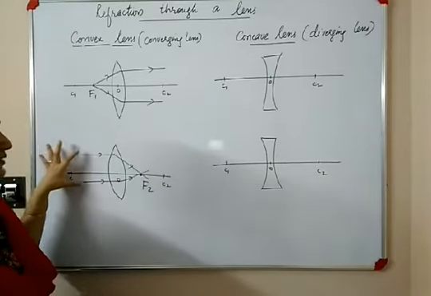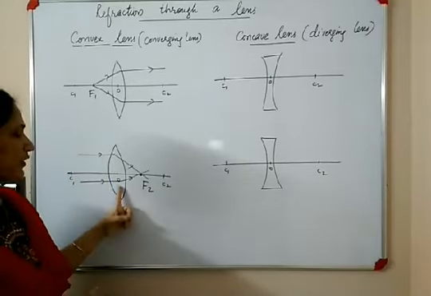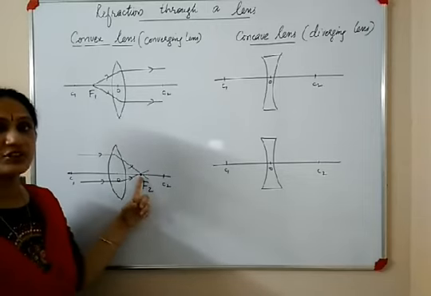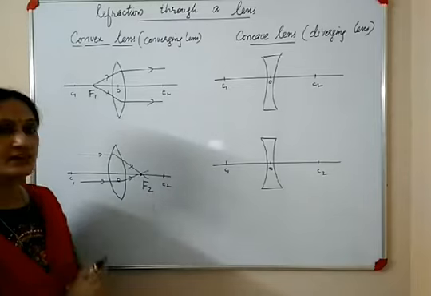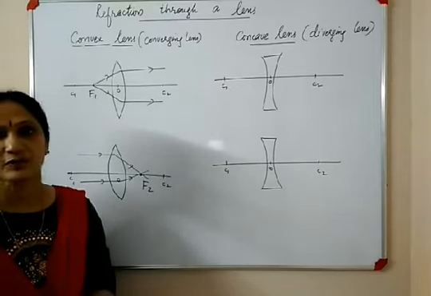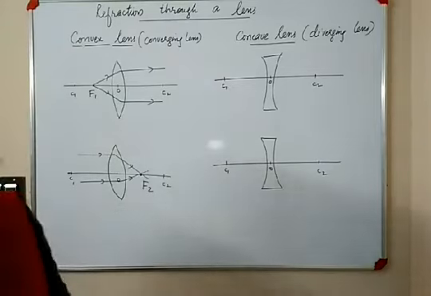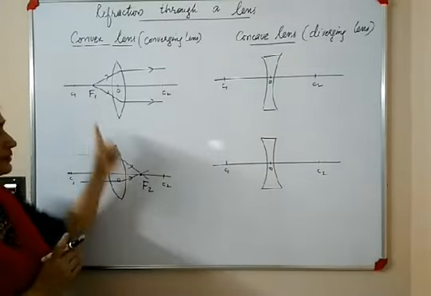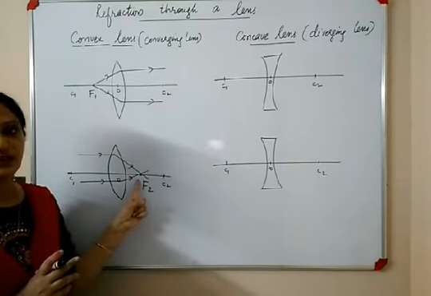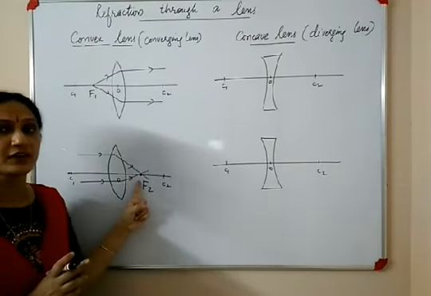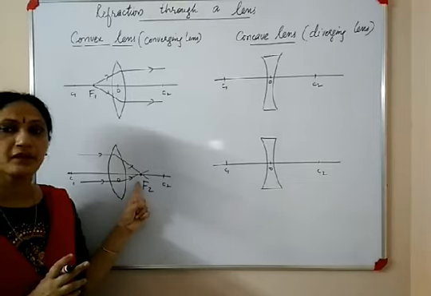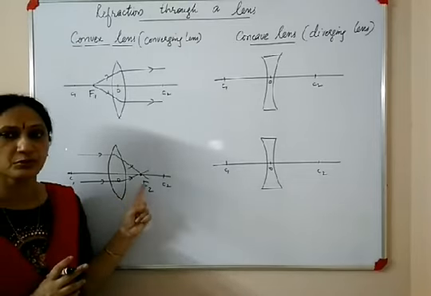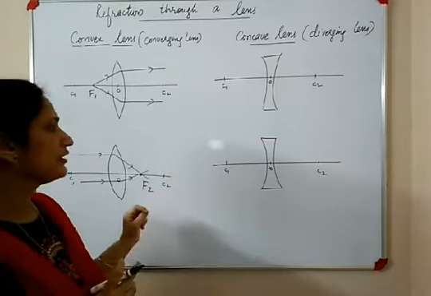The definition is, when parallel rays pass through a convex lens, after refraction they converge or meet at a point that is known as the second principal focus. And there are two principal foci for a convex lens, first principal focus and second principal focus. And this second principal focus is called the main focus. Remember it, the second principal focus F2 is called the main focus.